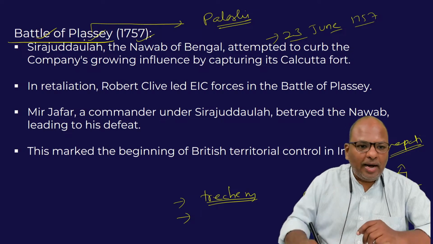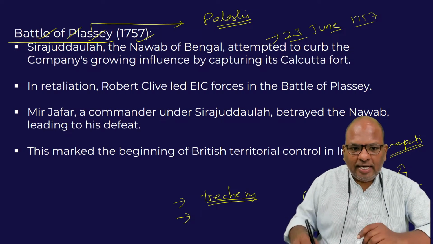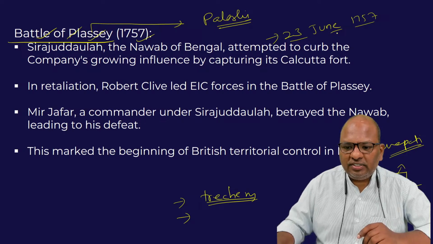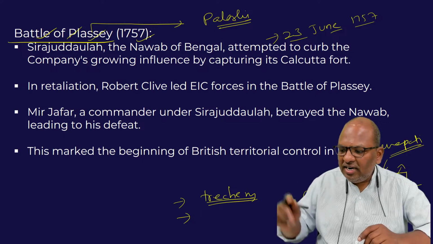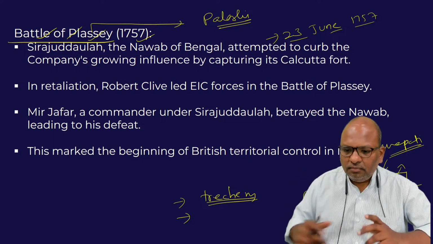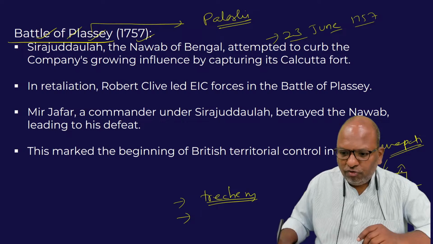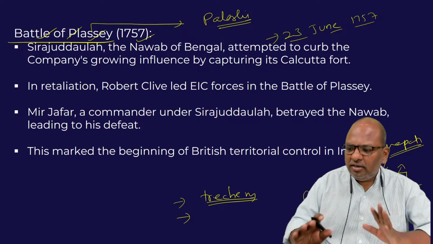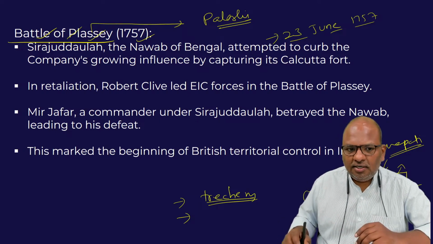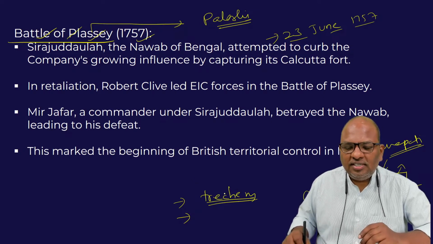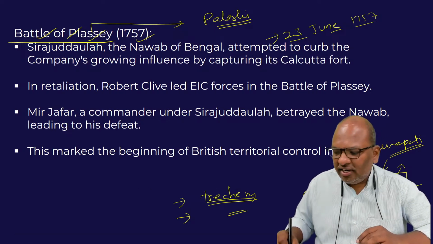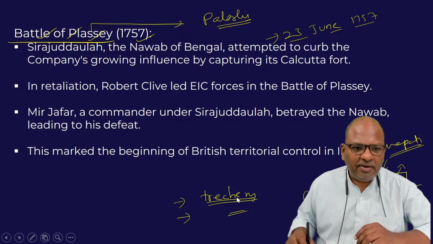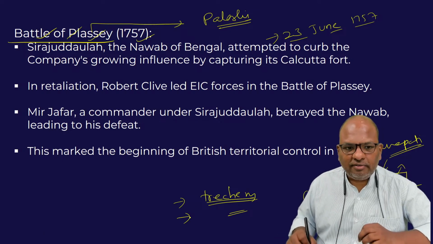So therefore, when the battle actually began on 23rd June 1757, the troops under the command of Mir Jafar did not participate in the war. And as a result, Siraj-ud-Daulah was easily defeated by the British. So basically, the British won the Battle of Plassey through treachery. Got the point? This is actually what happened on 23rd June 1757.